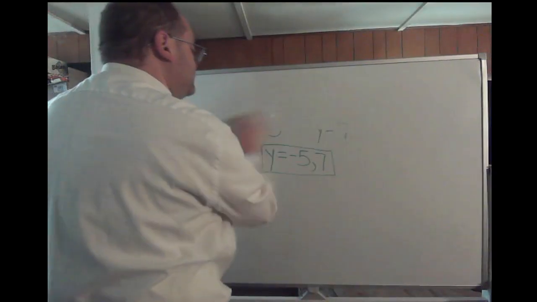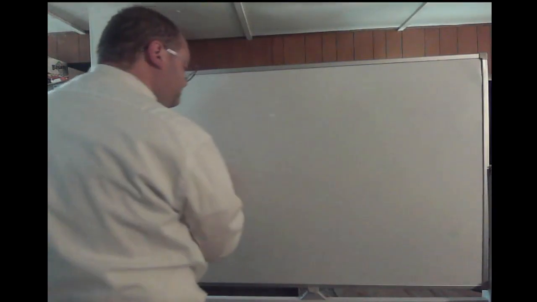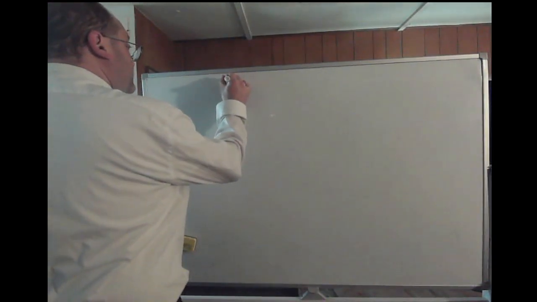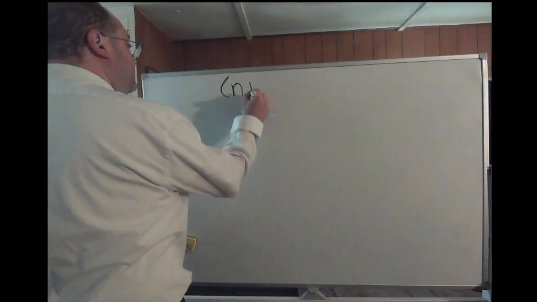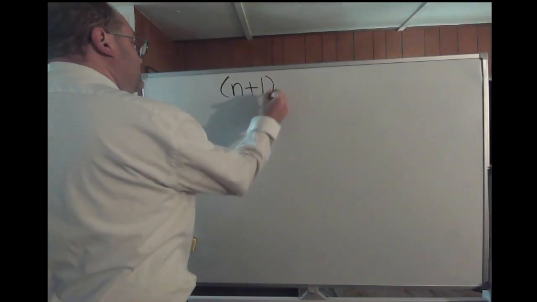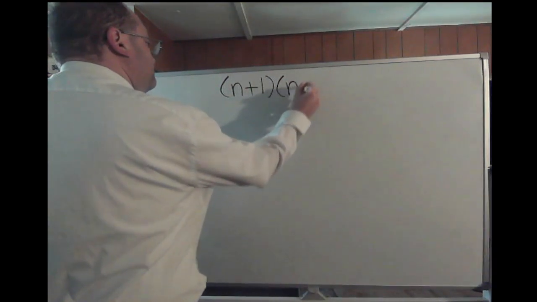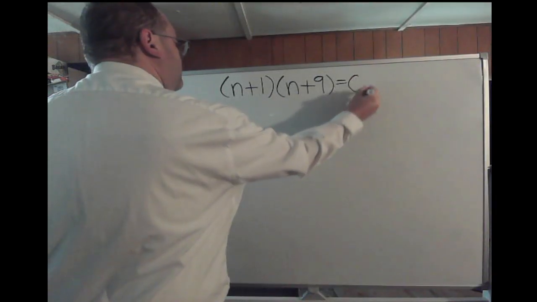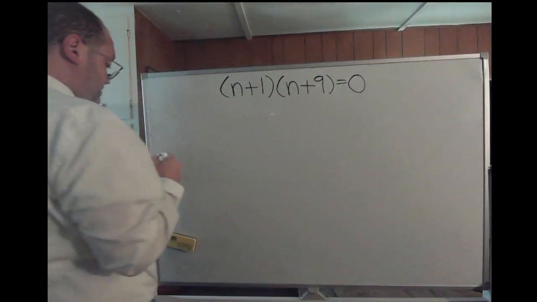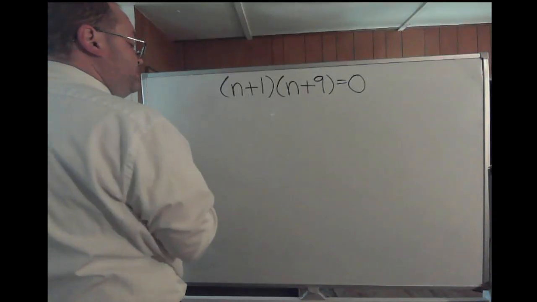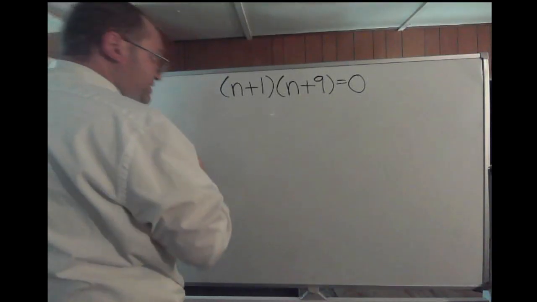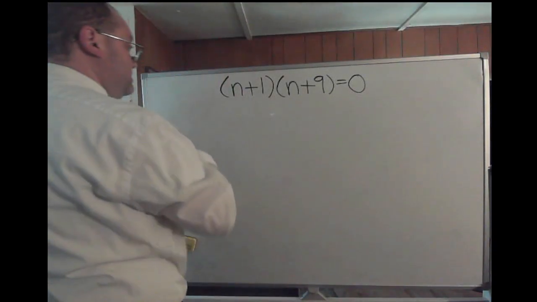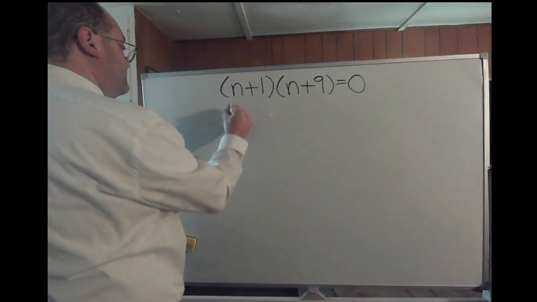And I got more examples here. Next we have the quantity of n plus 1 times the quantity of n plus 9. That's equal to 0. So whenever these are equal to 0, you just take each of the factors, you'll set them equal to 0. So take each factor on its own, set it equal to 0.